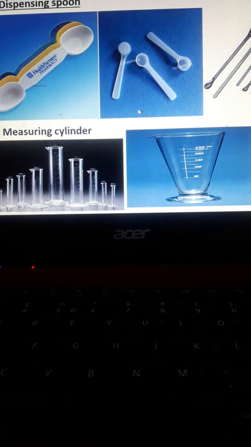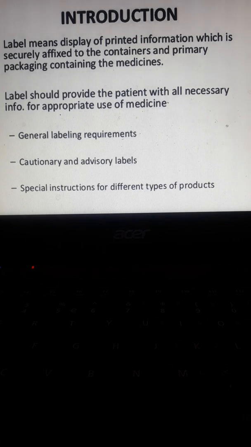Okay, we have the dispensing spoon, the measuring cylinder, the graduated cylinder, and we have paper used. We have the glassine paper, okay, for paper tubs, for preparations of some extemporaneous compounding that is required by the physician.